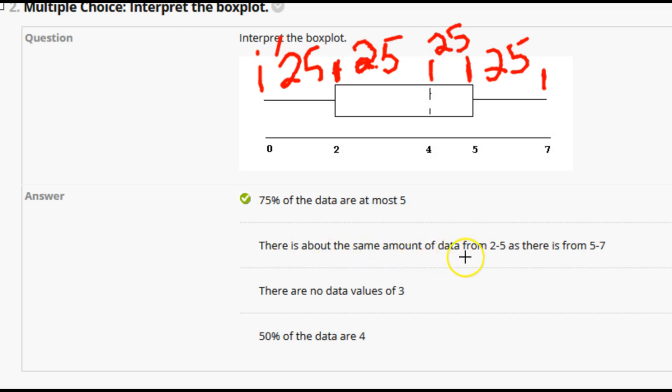There is about the same amount of data from 2 to 5 as there is from 5 to 7. Well, from 2 to 5, there's 50% of the data. 5 to 7 is 25, so that's no. There are no data values of 3. That's not true. There could be 3 in here. And 50% of the data are 4. No, that is also not true either. So the answer is the first one.